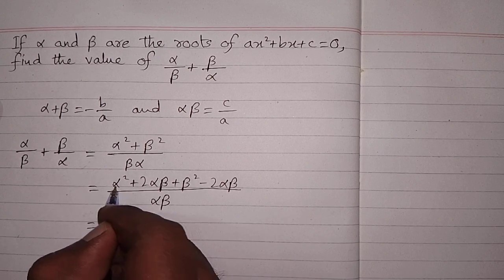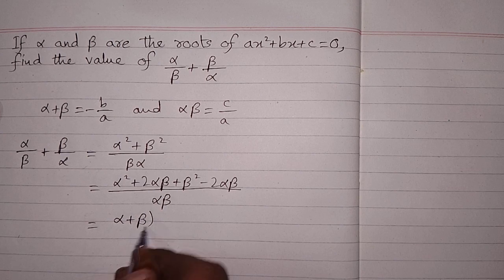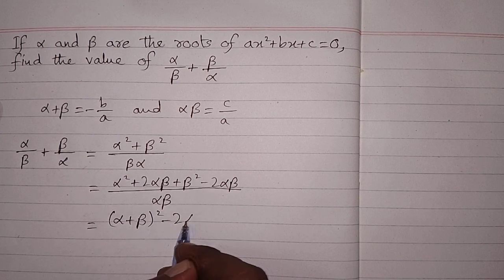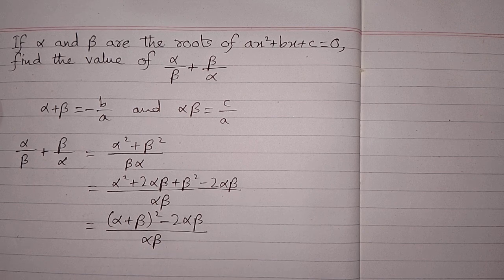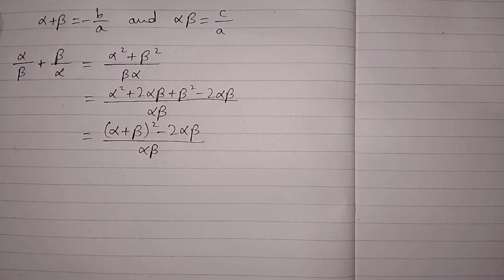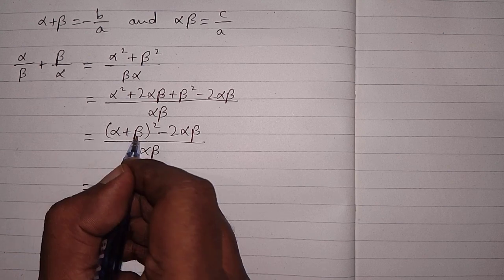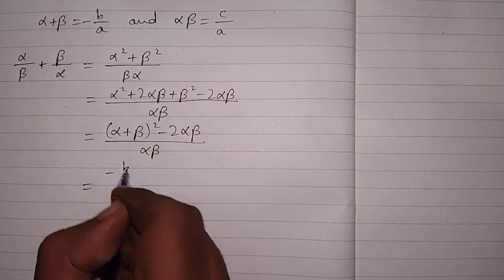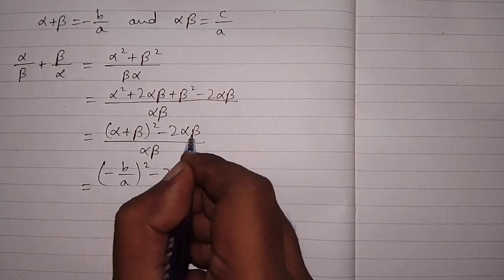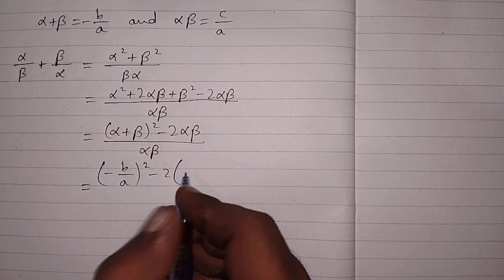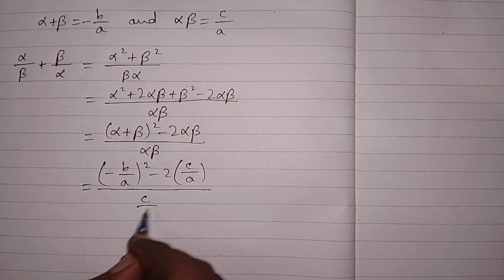Now alpha square plus 2 alpha beta plus beta square can be written as alpha plus beta whole square minus 2 alpha beta upon alpha beta. Now we can put the value of alpha plus beta over here, so we have minus b upon a whole square minus 2 times, in place of alpha beta we can put c upon a, and again in the denominator we can put c upon a.